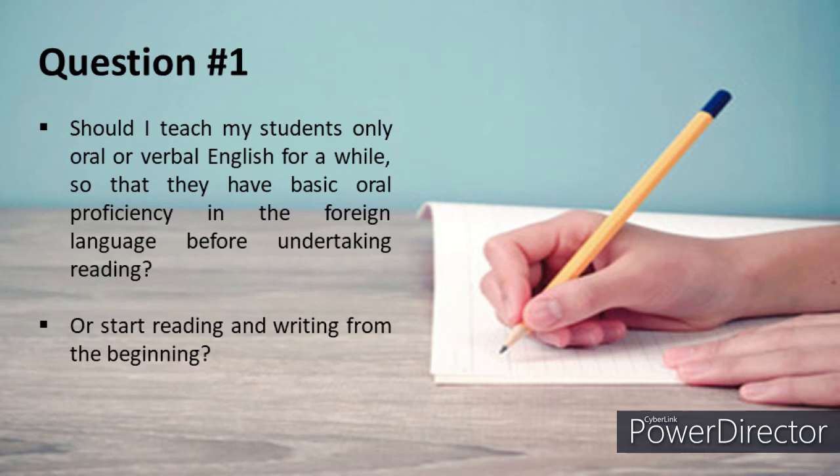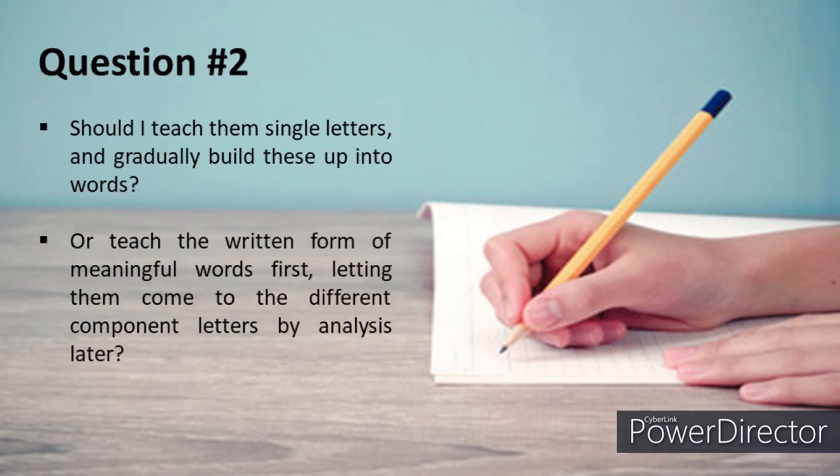First question: should I teach my students only oral or verbal English for a while, so that they have basic oral proficiency in the foreign language before undertaking reading, or start reading and writing from the beginning? Second question: should I teach them single letters and gradually build these up into words, or teach the written form of meaningful words first, letting them come to the different component letters by analysis later?